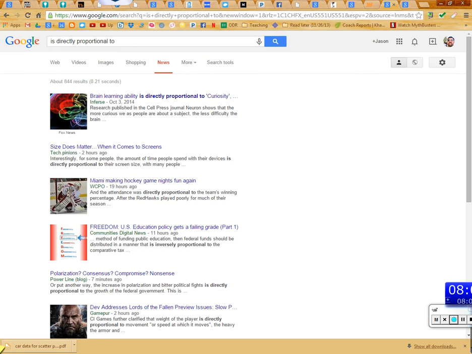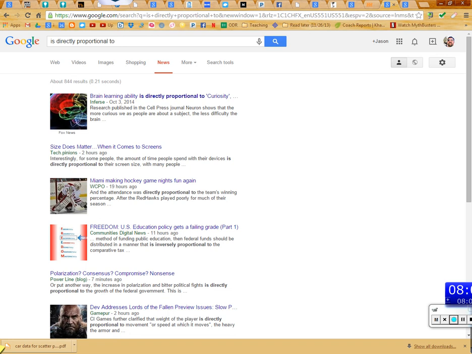Here we go, here's one about a video game. Weight of the player is directly proportional to movement, or the speed at which it moves. What the heck does that mean? Well, let's read it again. If you're heavier, you don't run as fast. In the game? Better drop some gear. Out of my backpack. Let's keep looking at this.